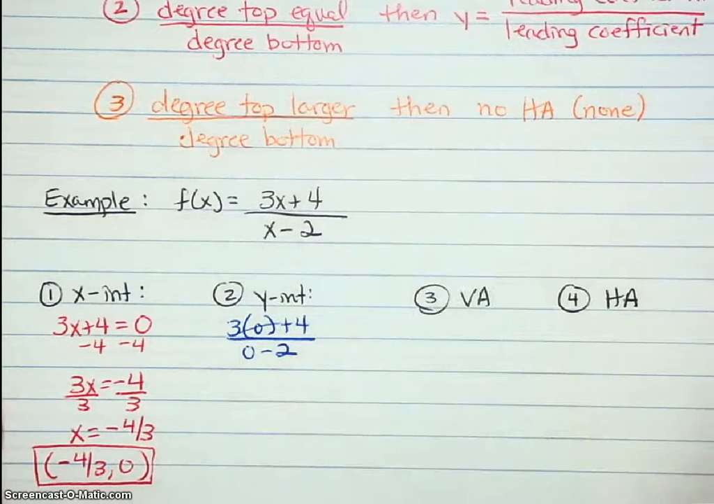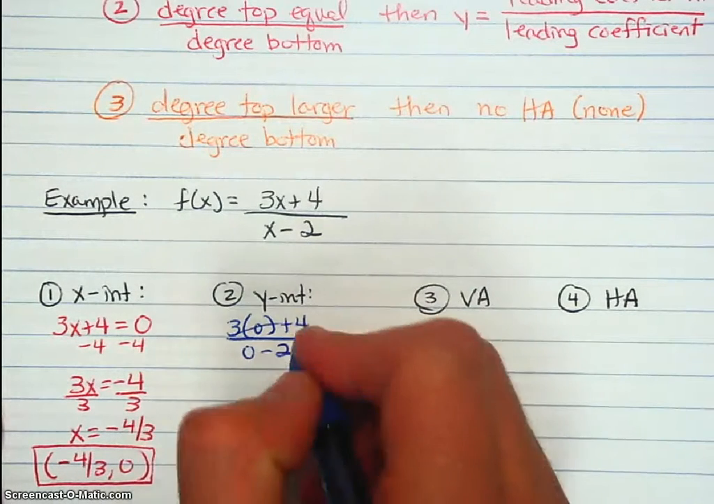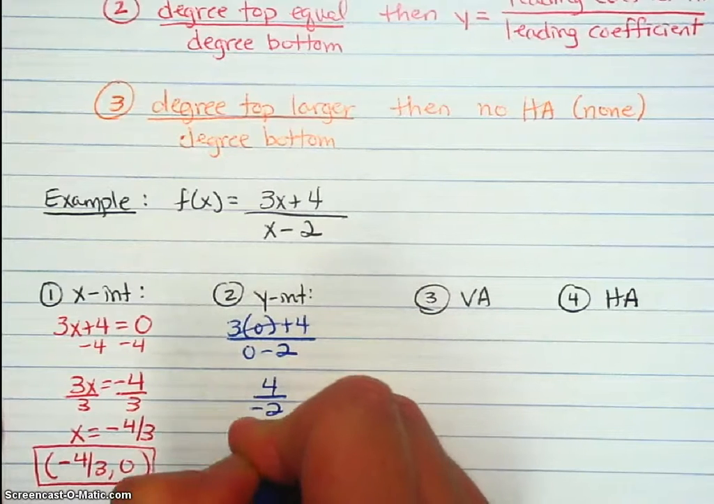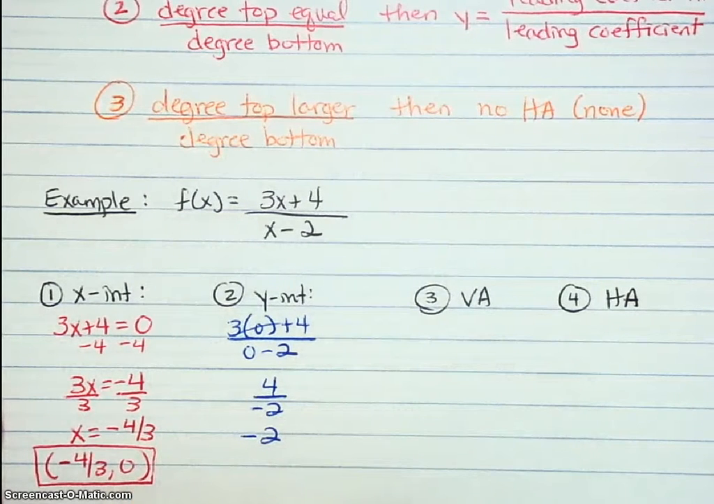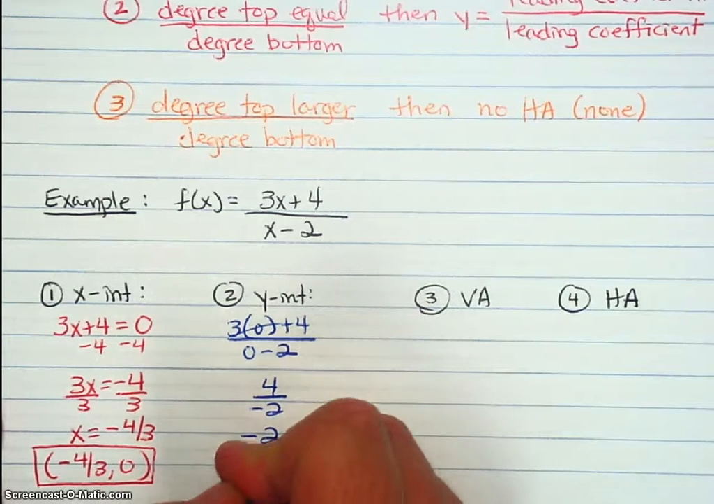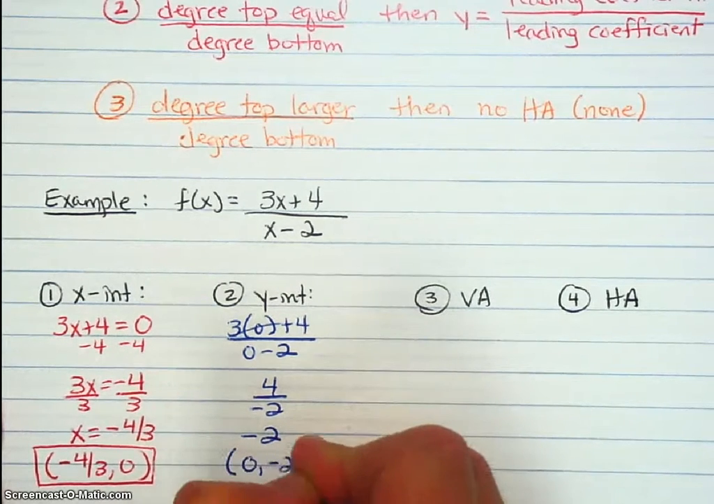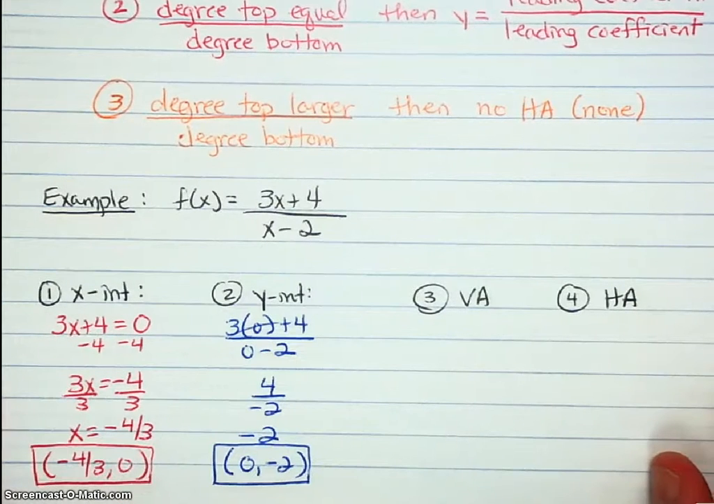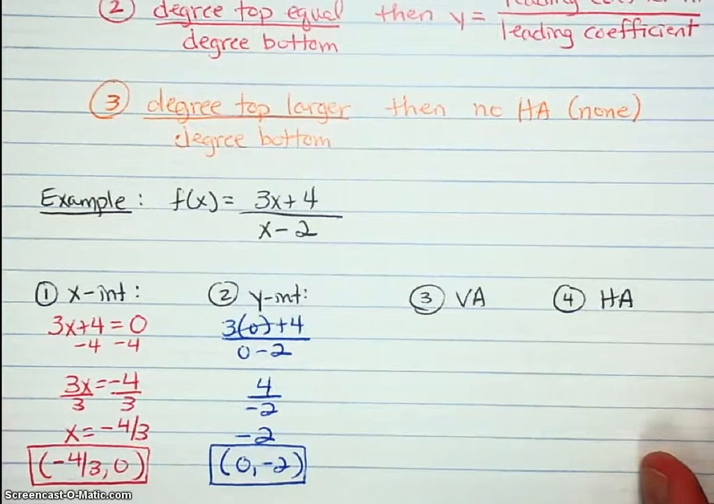So 3 times 0 is just 0. So I end up with 4 over negative 2, which gives me negative 2. Now that is my y-intercept. So for my y-intercept, I would write it as 0, negative 2. So what that means is the graph crosses the y-axis at 0, negative 2.